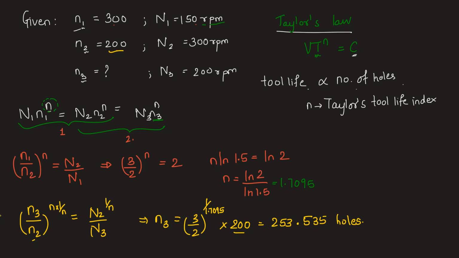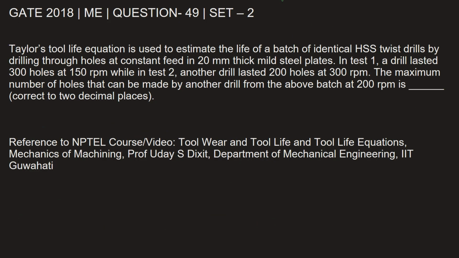Let's go back and fill in this answer. The number of holes that can be made by another drill from the above batch, which runs at 200 rpm, is 253.535, but we can round it off to 253.